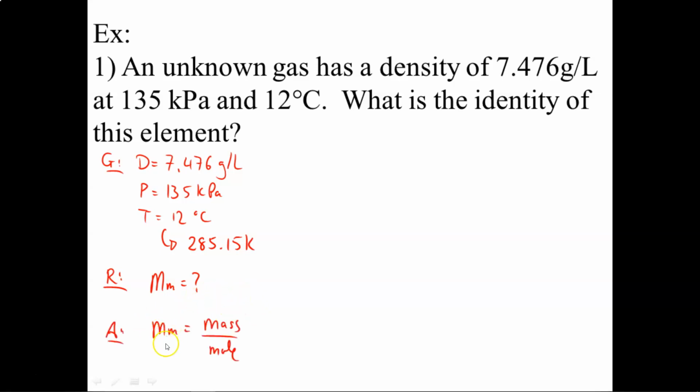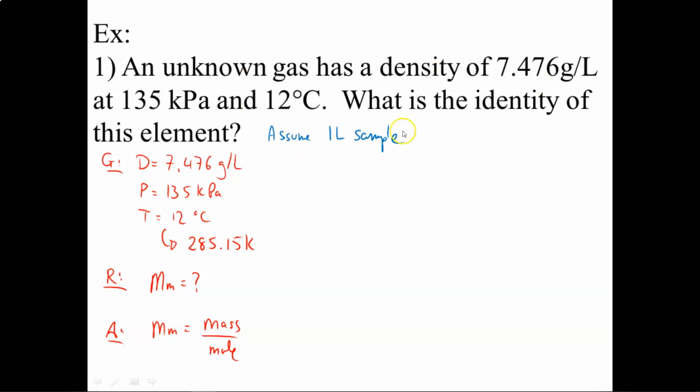To solve for molar mass, we divide mass by mole. Now the problem is we have neither mass nor do we have mole. Neither of these variables is here. So the trick to this question is to assume a 1 liter sample. I can do this because it doesn't change anything. If I had 500 liters of this substance, it's still the same unknown gas, it still has the same density. If I had 2 milliliters of the substance, it's still the same unknown gas, it's still the same density. So you can choose whatever sample size you want.